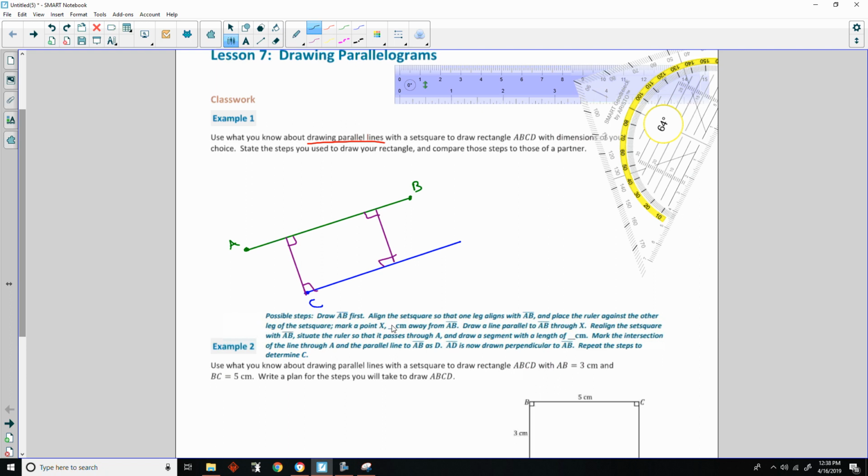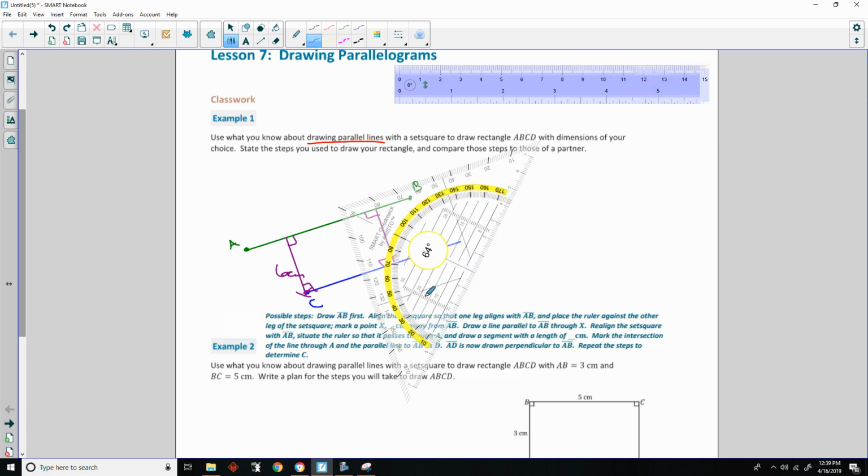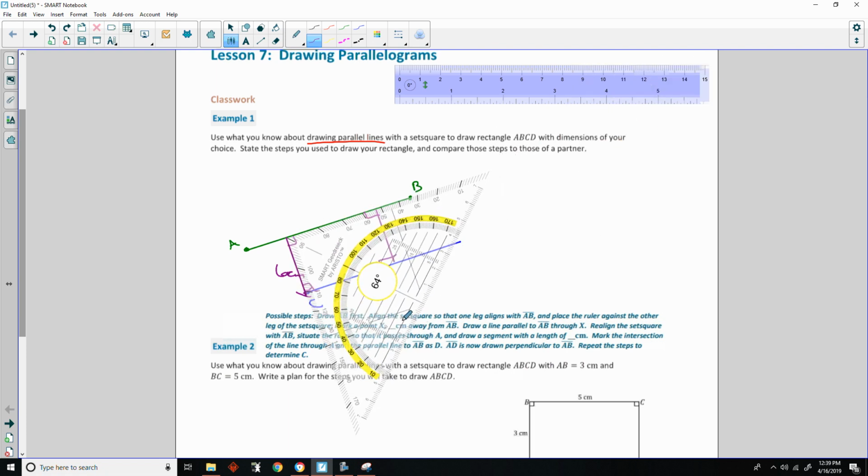Mark a point X so many centimeters away, because we know that this side is the same length as this. So let's just say I've marked this 6 centimeters away and put an X right here from AB. Draw a line parallel to AB through X, so that through this point right here. So then I would take my square and put it up against that line like here, and line it up with that X and draw the line segment, which I basically did with just putting a dot.